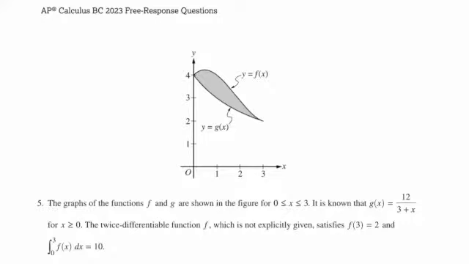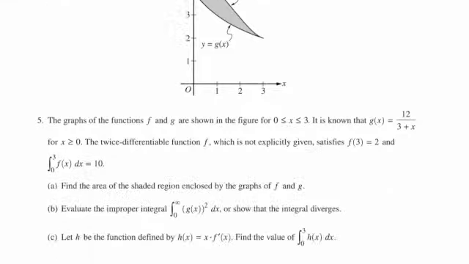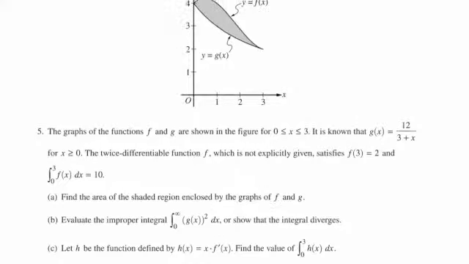Problem number 5. The graphs of the functions f and g are shown in the figure for x from 0 to 3. It is known that g of x equals 12 over 3 plus x for x greater than or equal to 0. The twice differentiable function f, which is not explicitly given, satisfies f of 3 equal to 2 and the integral of f of x dx from 0 to 3 equal to 10. Part A. Find the area of the shaded region enclosed by the graphs of f and g.